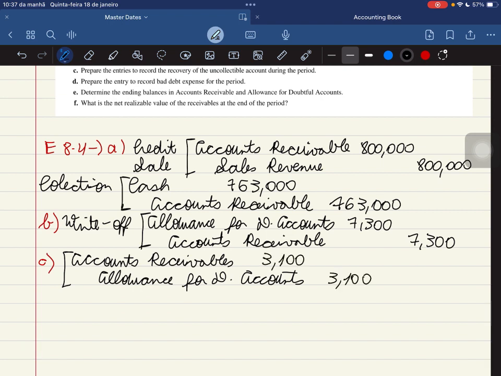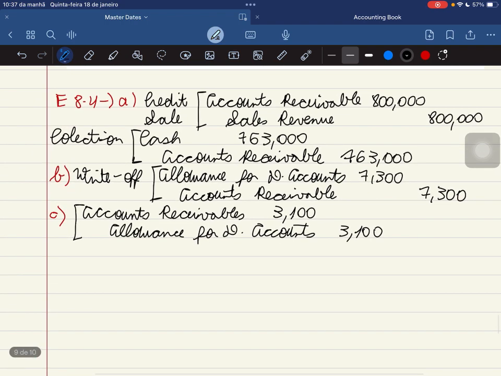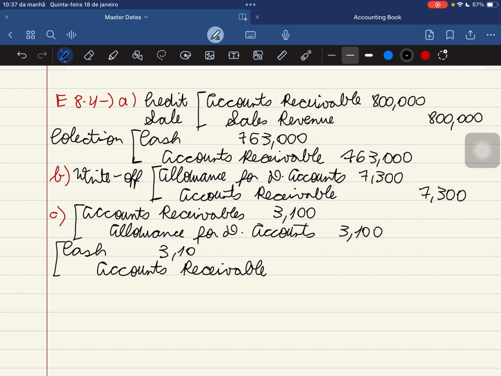And since I actually got this money now, I'm just going to record the regular collection of the money because this person actually paid me, and paid me in cash. So we're going to have cash and accounts receivable. Accounts receivable in the bottom, again, because before I was expecting to get this money, now I'm not expecting it anymore. So I have to reduce it.